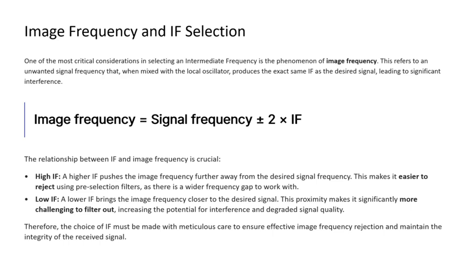Image frequency. One of the important concepts related to IF is image frequency. Image frequency is an unwanted frequency that produces the same IF as the desired signal. The formula for this is: image frequency is equal to signal frequency plus or minus 2 times IF. If the image frequency is not removed, it causes interference.